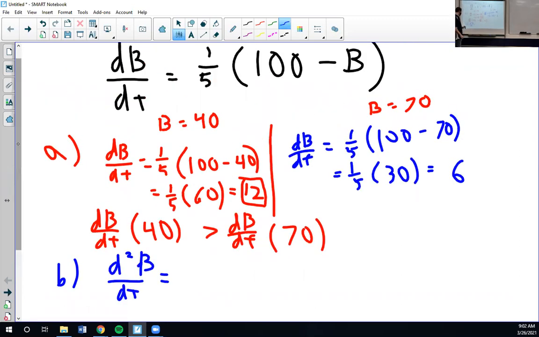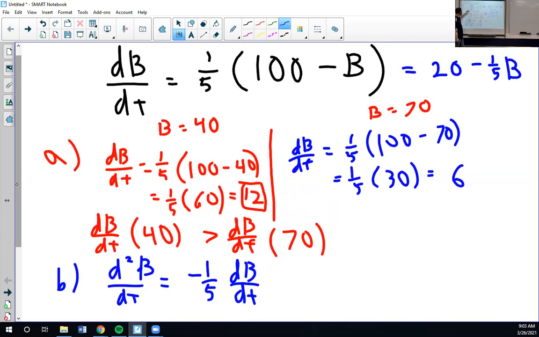Here's dB/dt. Well, dB/dt is also, a fifth of 100 is 20, minus 1/5 b. That might be a better way to write it in terms of finding the next derivative. Because the derivative of 20 is going to be 0, and the derivative of negative 1/5 b is going to be negative 1/5. But since we're taking a derivative of b, we need to write a dB/dt.